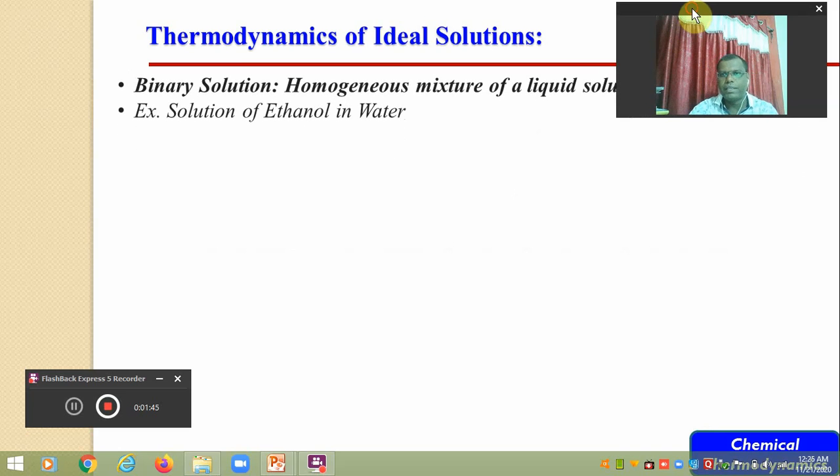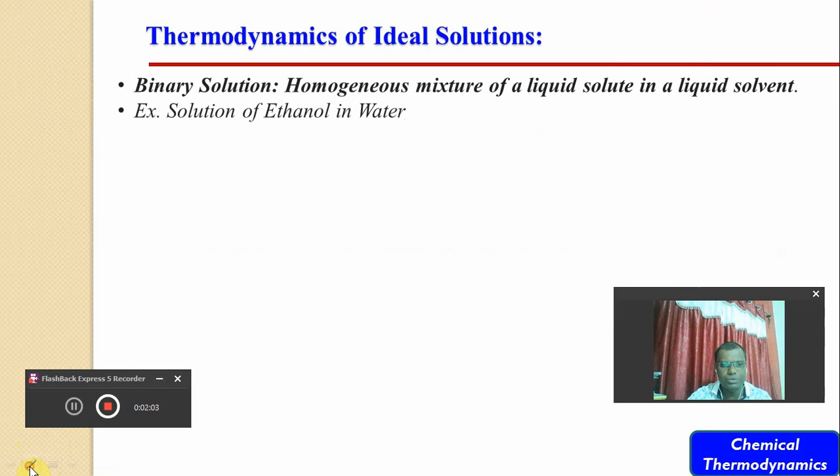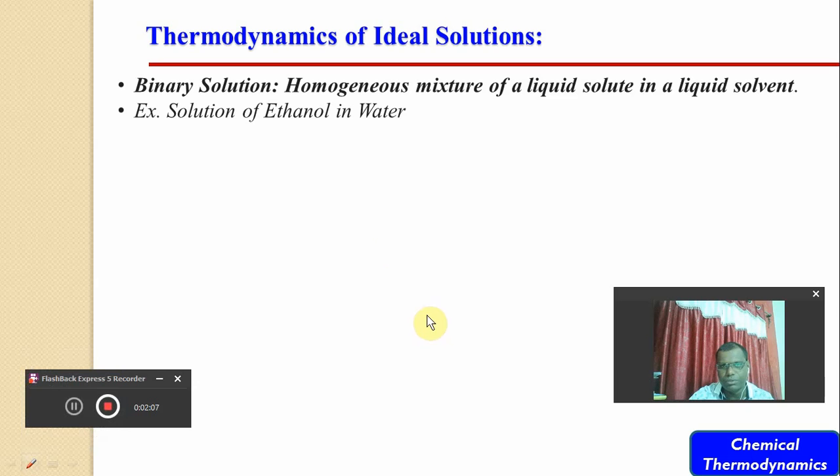Dear students, as far as the solution is concerned, as we all are aware, solutions can be classified into different types based upon the physical condition of the components present in the solution, and one of the types is called the binary solution. Particularly it is called the binary homogeneous solution. Binary indicates that this solution consists of two components, and whenever these two components are present in the same phase, a single phase, then the solution is called the binary homogeneous solution.